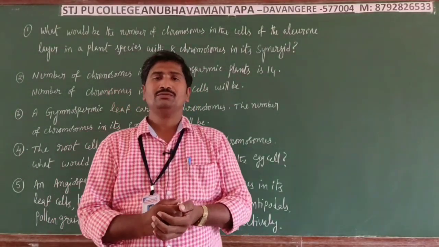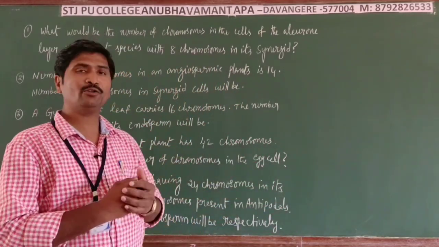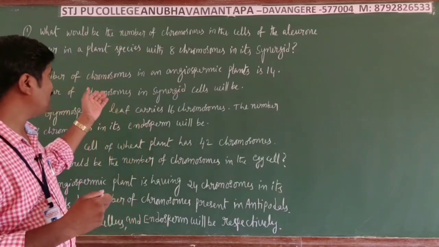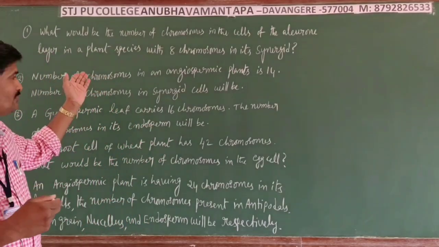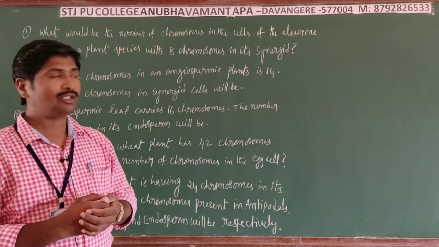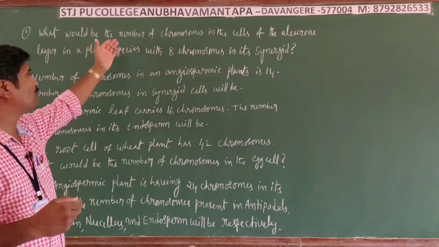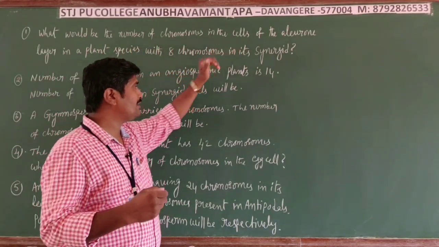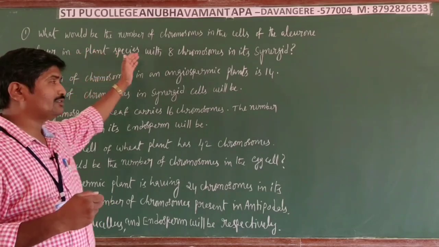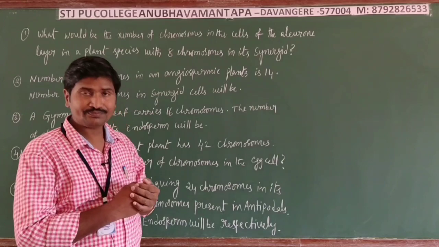Good morning, students. Today I am going to explain some important NEET questions from sexual reproduction in flowering plants. These are the numerical-based questions from sexual reproduction in flowering plants. See the first question: What would be the number of chromosomes in the cells of the aleurone layer in a plant species with 8 chromosomes in its synergid cells?